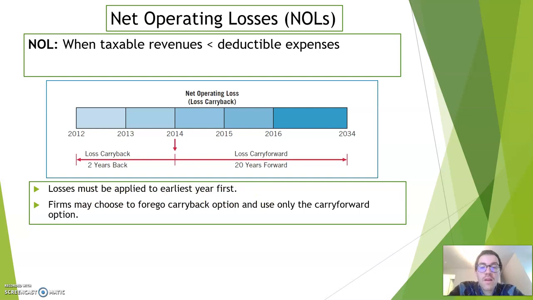All right. And I can carry it forward for 20 years. So if I lose money this year, potentially I can offset income I'm going to earn for the next 20 years. Okay. So guys, big picture here, you're going to have a deferred tax asset if you carry it forward. Depending on how big your loss is, you can have a very big deferred tax asset.